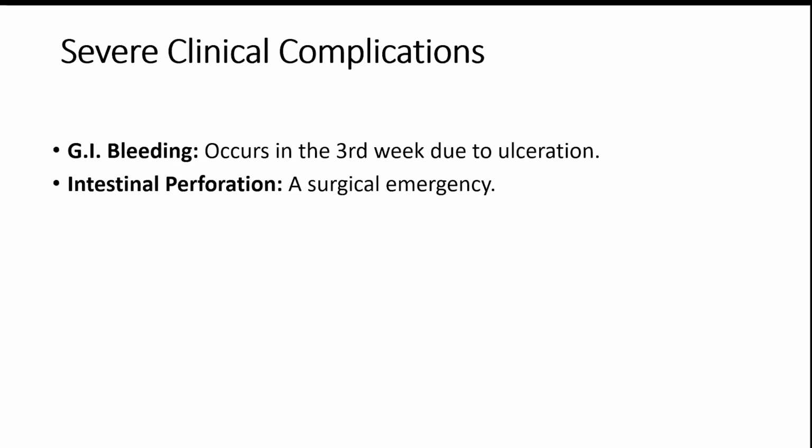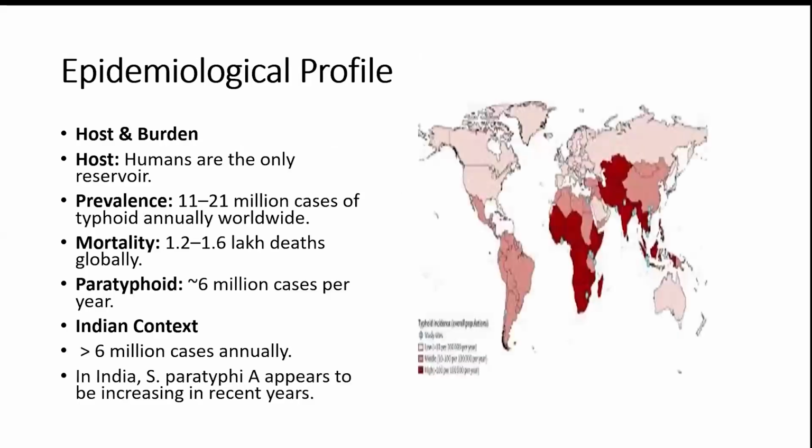Then there are two very important complications that can occur in a patient of typhoid if it remains untreated. These are gastrointestinal bleeding and intestinal perforation. Both are very difficult to manage complications of typhoid.